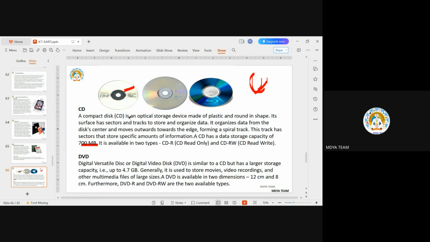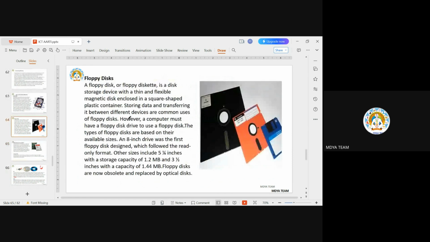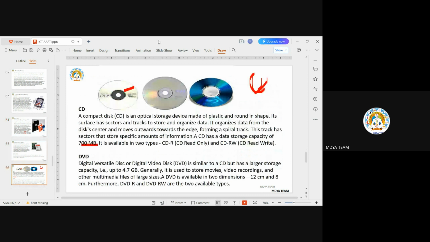In a floppy disk, what is the storage capacity? It can be 1.2 MB or 1.44 MB, maximum storage. But in the CD, we can store 700 MB of data. It is available in two types: CD-R, where we can only read the data, or CD-RW, where we can read and write data. Two types of CD come in the market, read only and read-write.